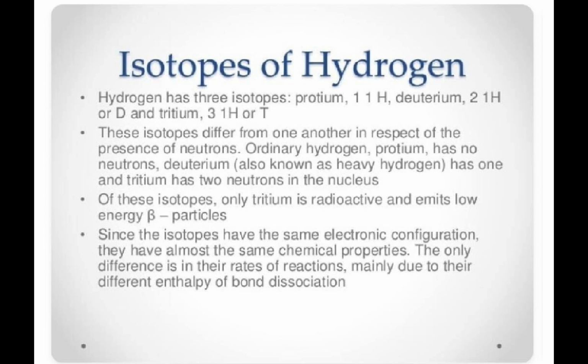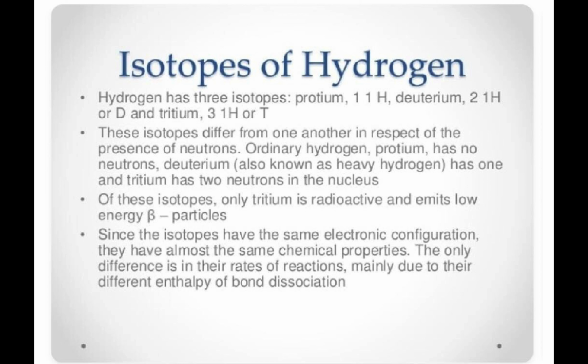And what are the isotopes of hydrogen? What is meant by isotopes? Isotopes are substances having the same atomic number, that is, they will be the same element, but the mass numbers would be different. Before we go into that, all of you know what is meant by atomic number and mass number, and the difference between them.